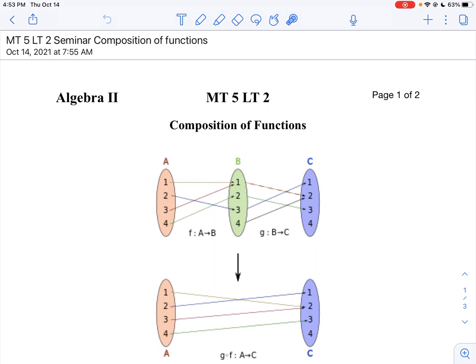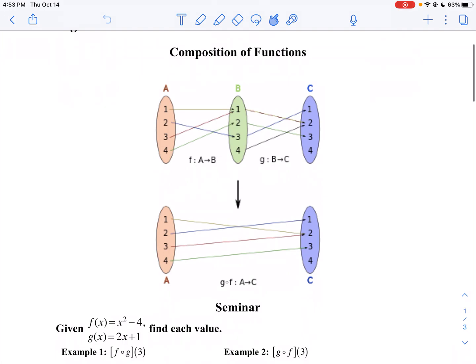So for example, if I look at here, function f takes me from A to B. So in other words, 1 goes to 1, 2 goes to 3, 3 goes to 1, and 4 goes to 2. Now, function g takes me from B to C. So I'm going to take 1 goes to 2, 2 goes to 3, and 3 goes to 1, and 4 goes to 2.